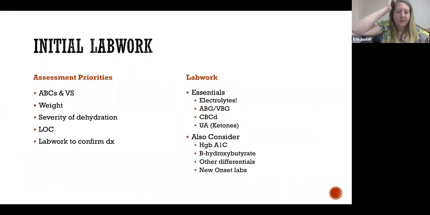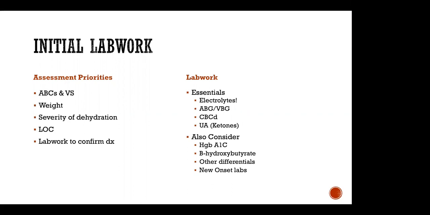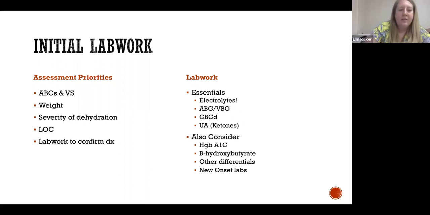Initial lab work and criteria that you want to look at. First, it's important to start with your ABCs, so airway, breathing, and circulation, and vital signs. You'll want to get an accurate weight on these patients. Ideally, it's best if you know their prior weight, but very rarely do we have that. So their current weight, and then we'll talk about how to figure out what their prior weight was. You want to assess the severity of their dehydration, again, using that score that we just talked about, how altered these patients are, what their level of consciousness is, and then again, lab work to confirm our diagnosis.